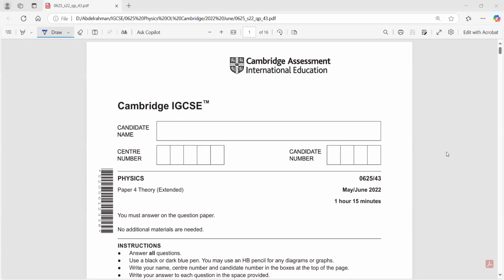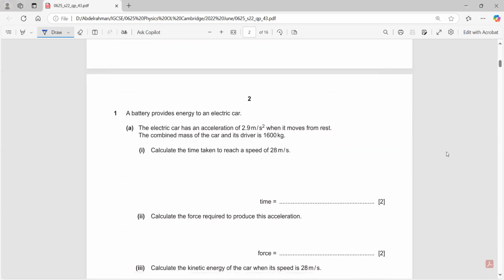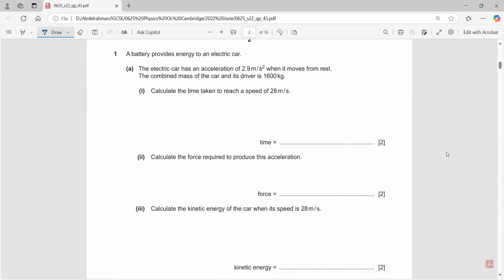Okay, May/June 2022, paper 4, variant 3. Question 1. A battery provides energy to an electric car. The electric car has an acceleration of 2.9 meters per second squared when it moves from rest. The combined mass of the car and its driver is 1,600 kilograms. Calculate the time taken to reach a speed of 28 meters per second.